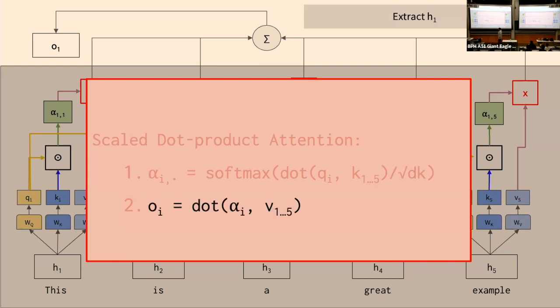Okay, cool. And finally, our output for the ith token is, again, a dot product of alpha and the V matrix, right? This V matrix is basically you are stacking all of the value vectors together, yeah?